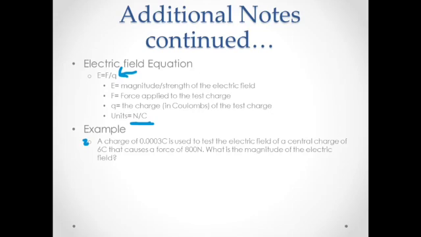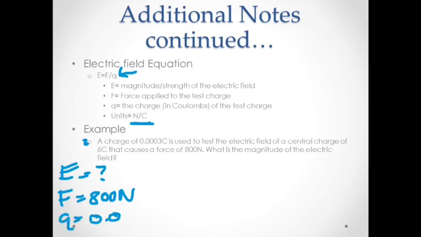So the first thing you need to do is look through and figure out all the information that you need. So we know we're going to need to solve for E. And then we know what the force is. So the force is 800 newtons. And then we also know the charge of the test charge, which is 0.0003 coulombs. And this piece of information right here, the central charge of 6 coulombs, that's just extra information. We don't need to know that. So, just trying to confuse you.